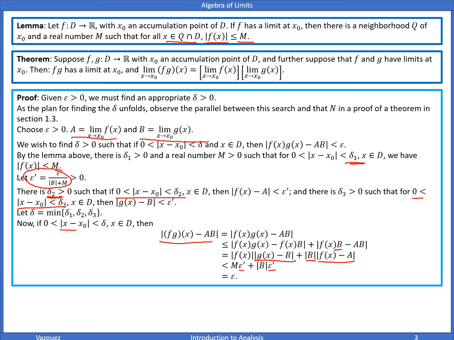And really, the only tricky part in this, maybe the only clever part, is maybe somewhere here where actually it should be our choice of epsilon prime. But like I said, section 1.3. Everything else pretty much follows from stuff we already know. We're just applying it to limits.